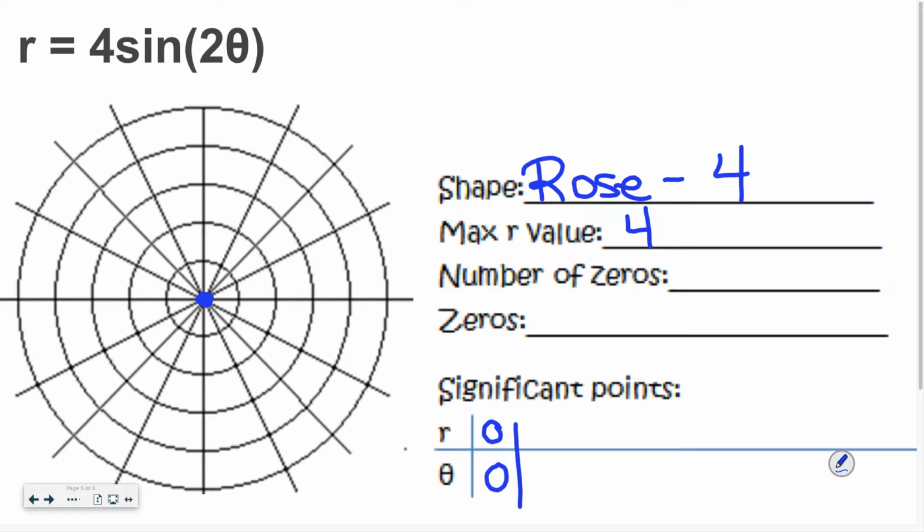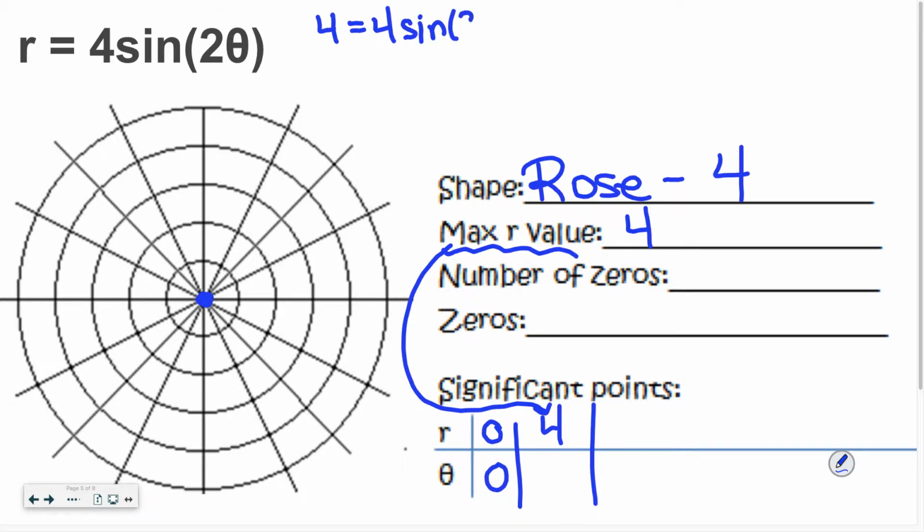Okay. Well, how do I know where to put my first petal? Is it here? Is it here? Is it here? We don't know. We're going to have to figure it out. How long are our petals? 4. So we need to figure out at which theta value our R is that max R value. So I am going to plug 4 in for R so we can solve for the theta of our first petal.